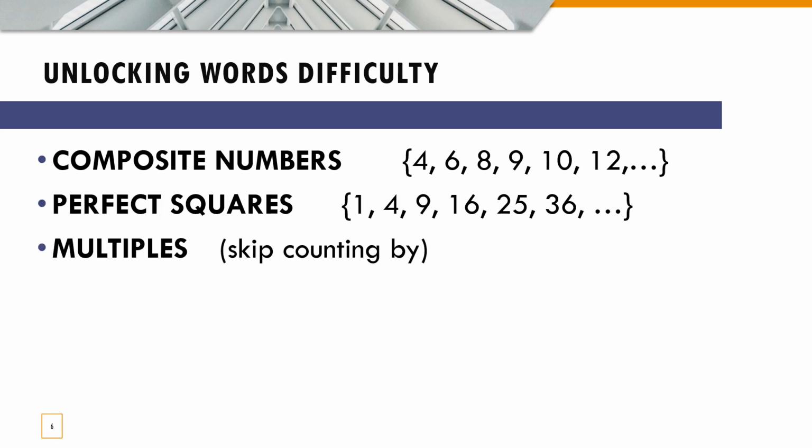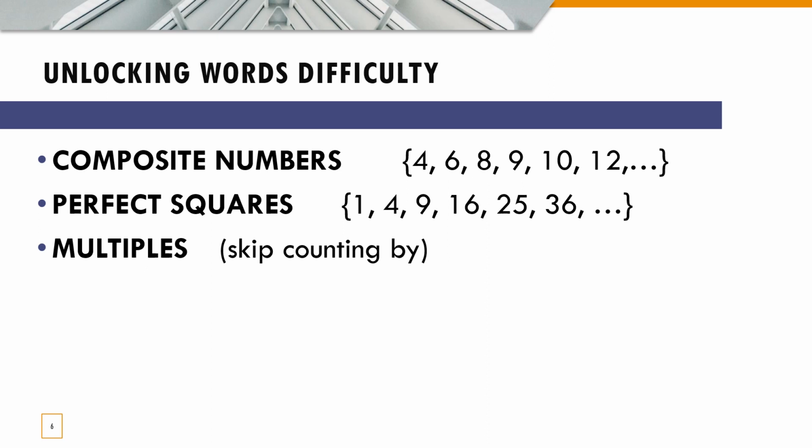Perfect squares. So these are numbers that result if a certain number is multiplied to itself. For example, 1. 1 times 1, 1. 2 times 2, 4. 3 times 3, 9. 4 times 4, 16. So 1, 4, 9, 16, 25, 36 are perfect squares.